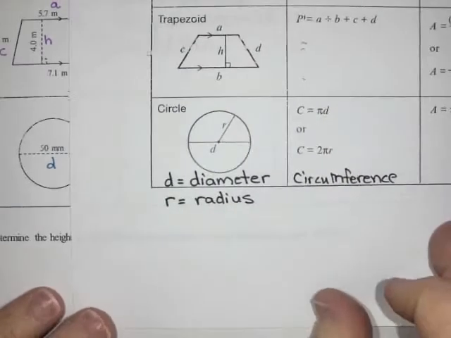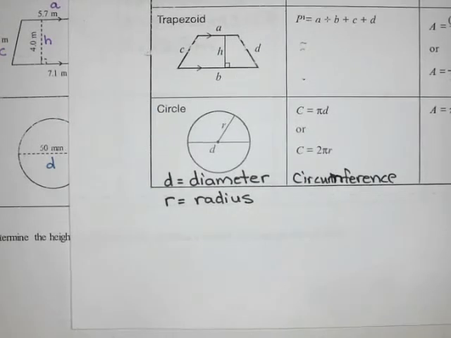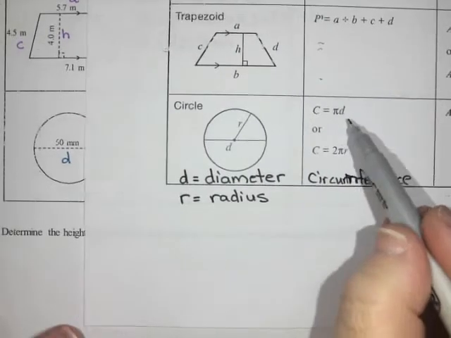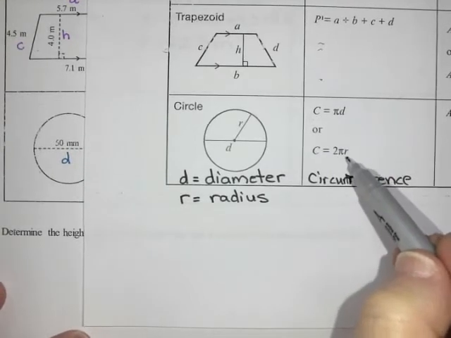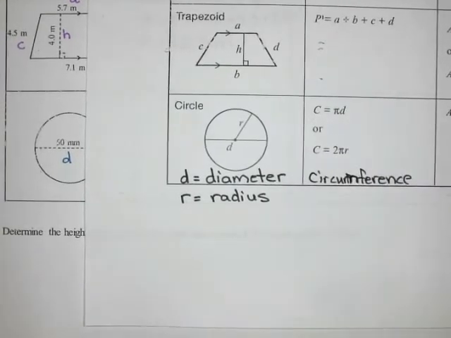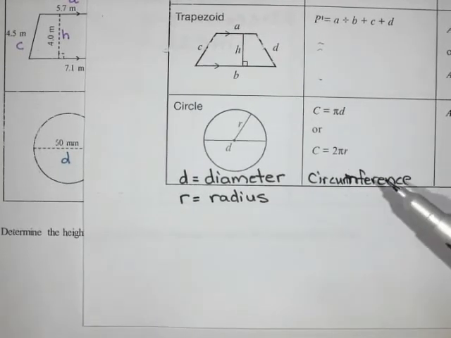So it's called circumference. That's a weird looking M. But it is just the perimeter of a circle. And you can calculate it using pi times d or 2 times pi times r. It really just depends on what measurement you have. If you have diameter, you should use the first formula. If you have radius, you should use the second formula.